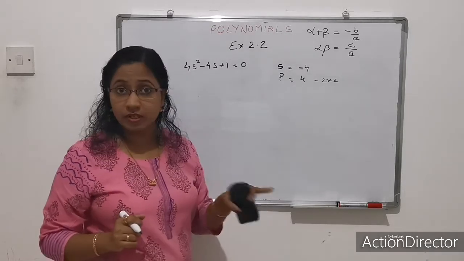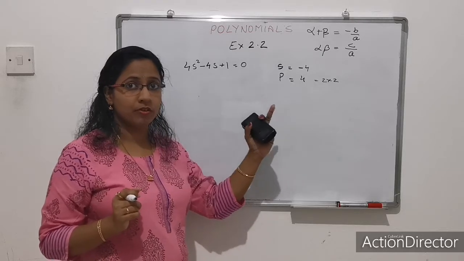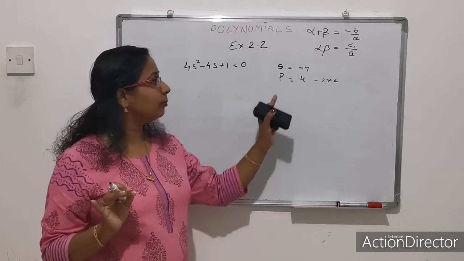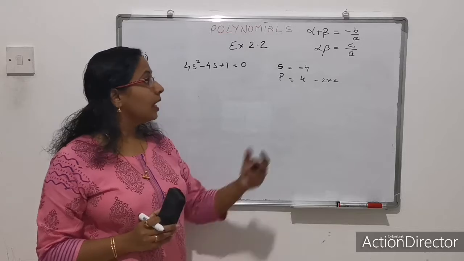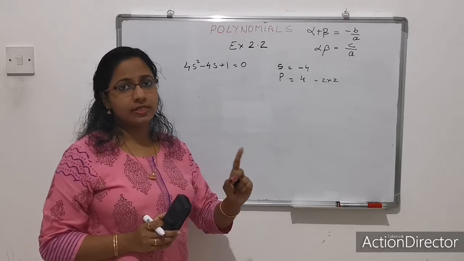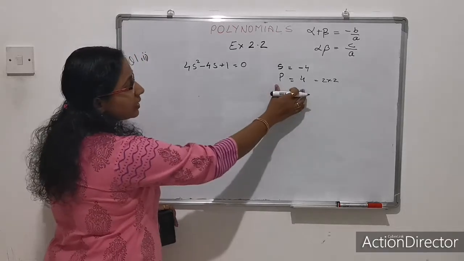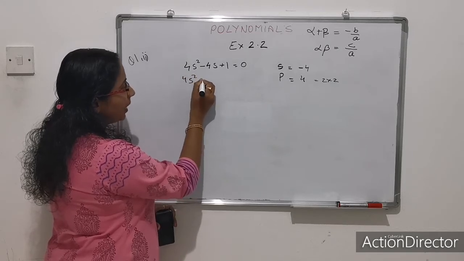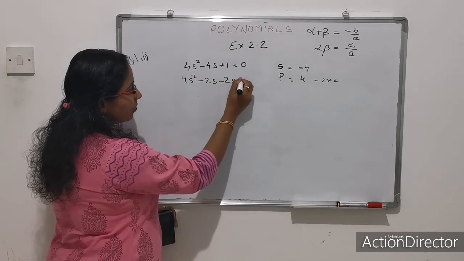Whenever p is positive, you should keep in mind, it means either both are negative or both are positive. Both the numbers should be negative or both the numbers should be positive. Right? If p is negative, it means one of the numbers is negative. Clear? So now this becomes 4s square minus 2s plus 1.